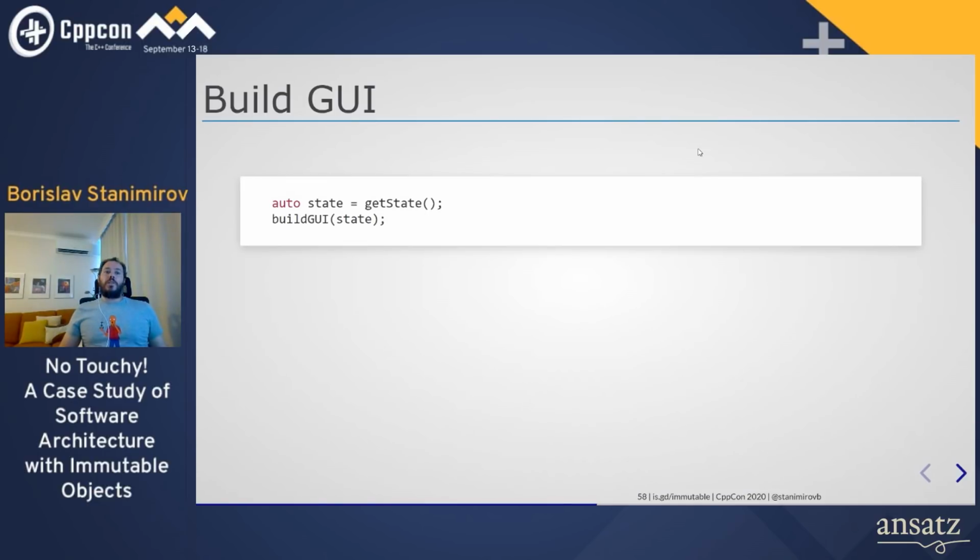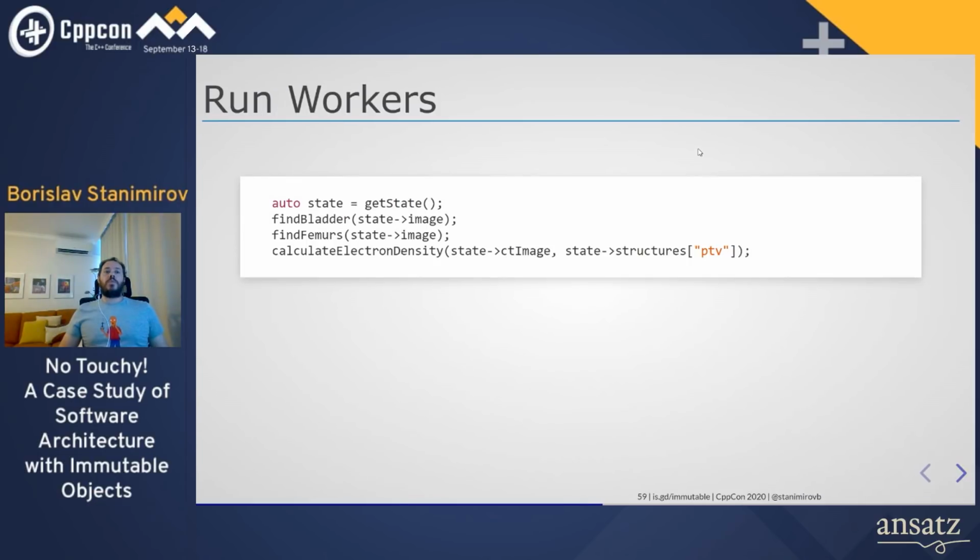In C++, we can build a GUI like this. We get the state, we build GUI. It works. But also, we can run workers. We can get the state, we can run the bladder worker, and then imagine these are different threads, and it will start finding the bladder of the patient, find the femurs of the patient. It can calculate the electron density, for example. And those threads will work and they'll be fine, even if we make changes to the state itself. Even if we make changes to the image, they'll continue working with an outdated version of the image, but we wouldn't need to synchronize them at every possible point.